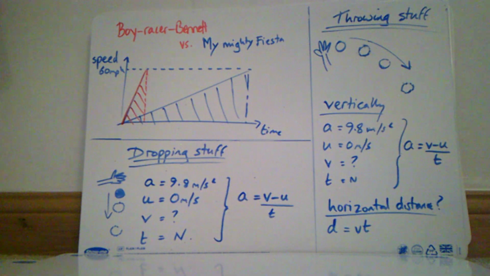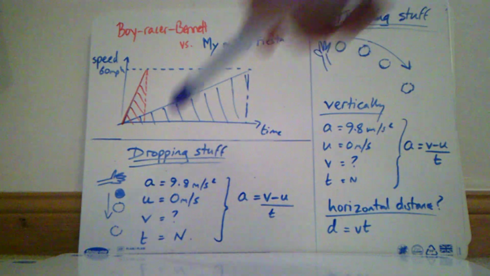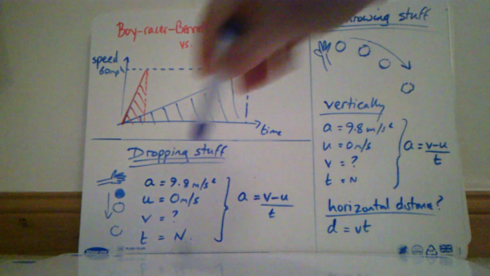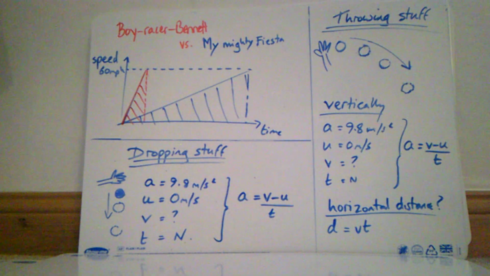If you drop something in Earth's gravity field, then it will accelerate down at 9.8 meters per second squared, because that's the same value as the gravity field strength. And in these types of questions, we get told that there's no air resistance, so we can just assume that the acceleration is going to stay at 9.8 meters per second squared all the time.